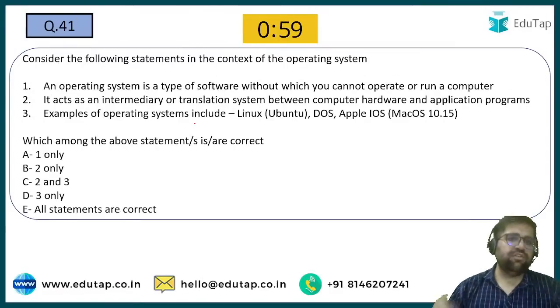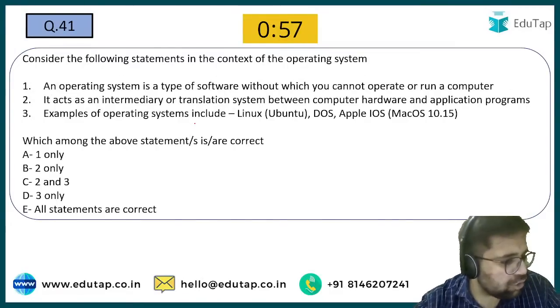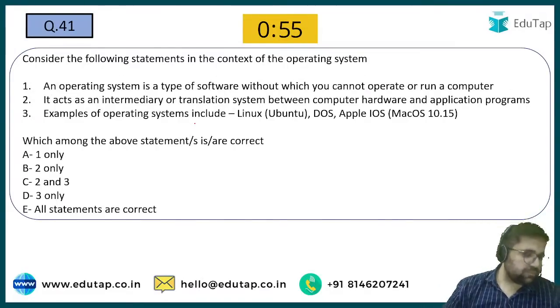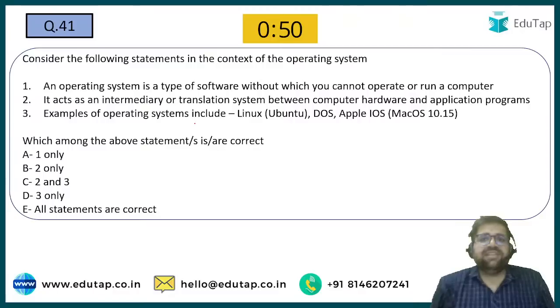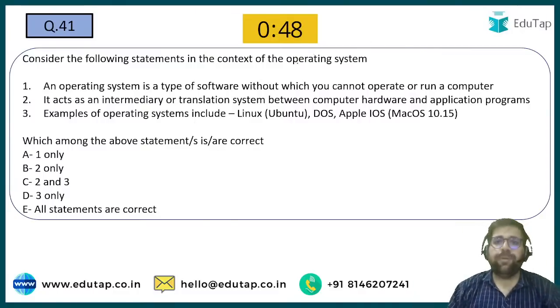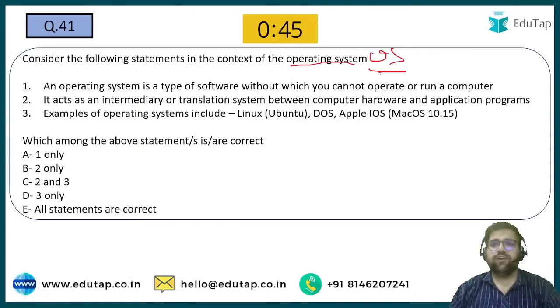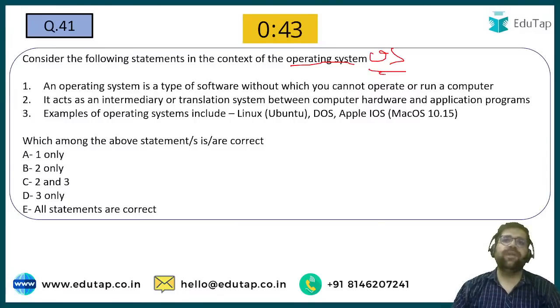Question number 41 now. Chalo, question number 41. Consider the following statements in the context of operating system. Operating system is nothing, it is just your OS. For example, if you have an Apple phone, then your operating system is iOS. If you are having any other phone, then you might have Android installed in it. So operating system is a part of system software only, this I have told you. An operating system is a type of software without which you cannot operate or run your computer.